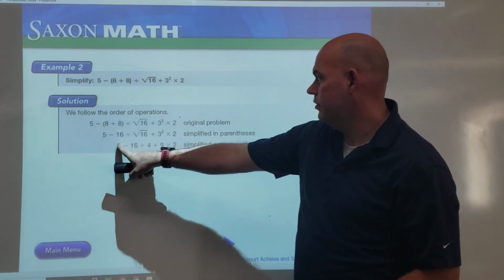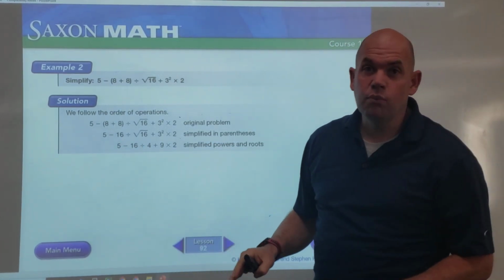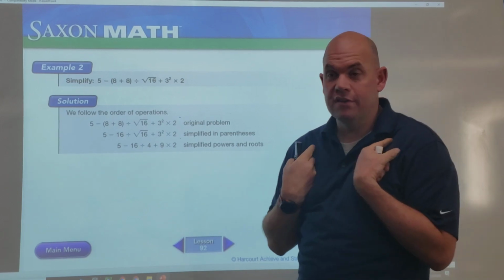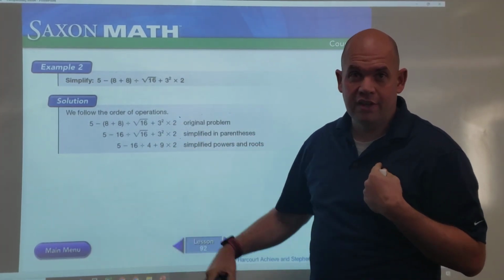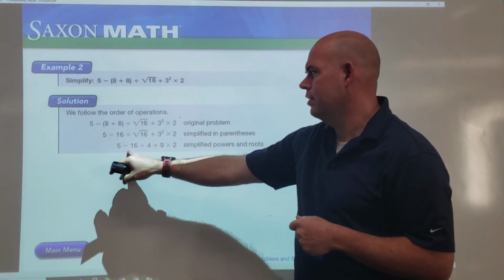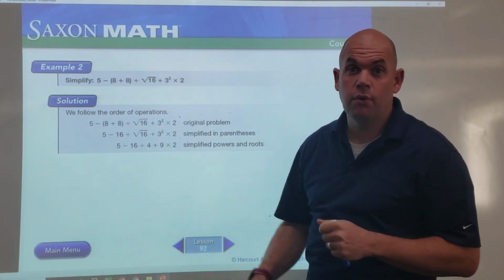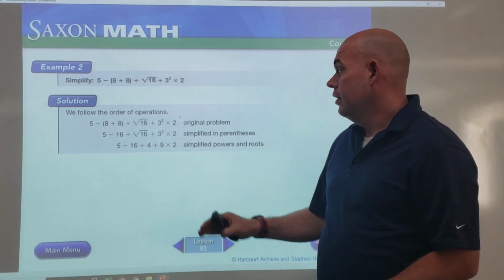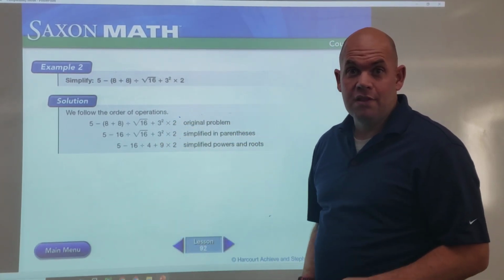All right, so now we just have 5 minus, and I rewrite it every time. Even when I do this today, I write the steps just like this, because if you don't, it's easy to just start going left to right. 5 minus 16 is negative 9 divided by 4. Don't do that. Right? Do it one step at a time in the order of operations.